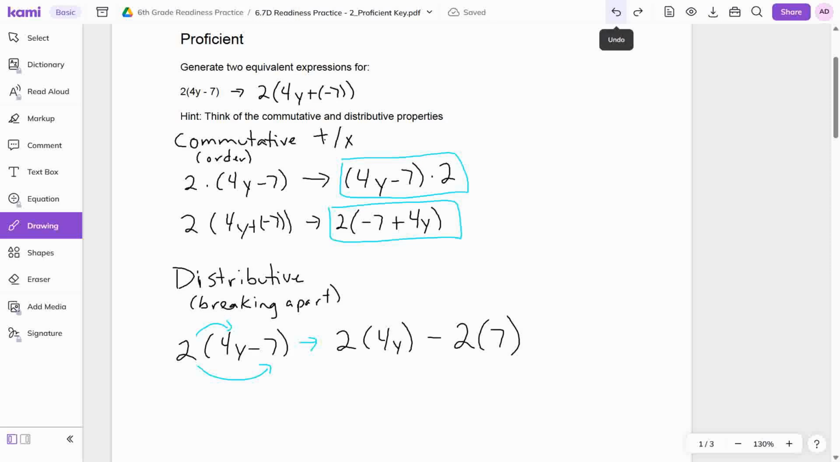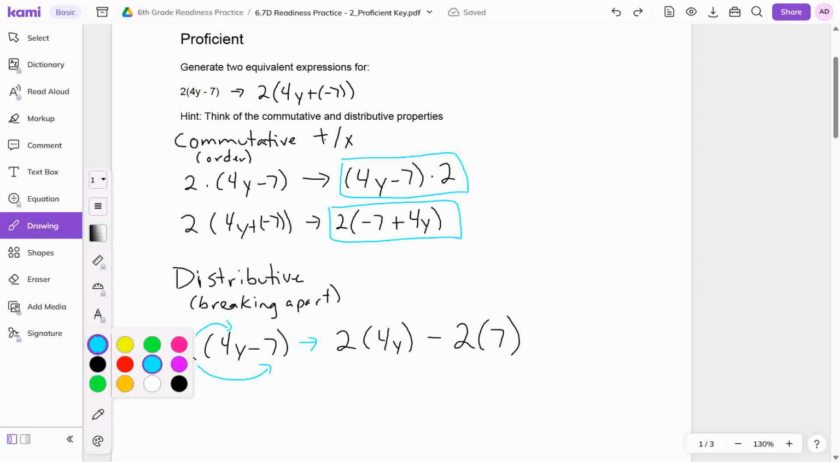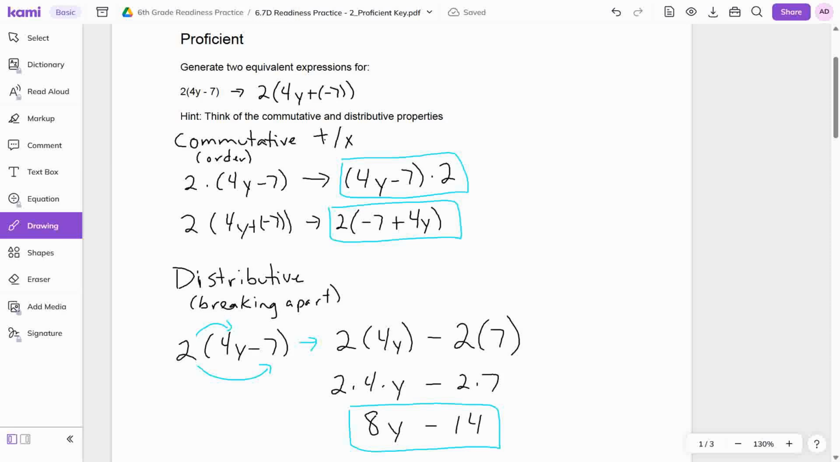And then honestly, what we would want to do is simplify this, okay? So this is really 2 times 4 times y. And then we've got a 2 times 7. So I can actually combine my 2 times 4. That's going to make 8y minus 2 times 7 is 14. So that would be the simplified version of that. 8y and 14 are not like terms. That y is messing it up, so you can't simplify any further.